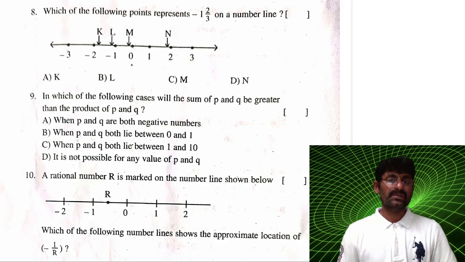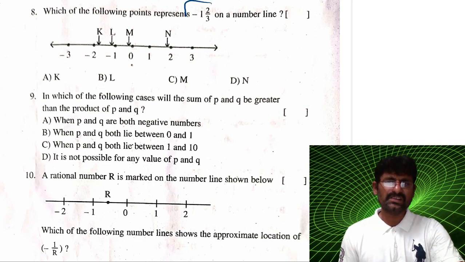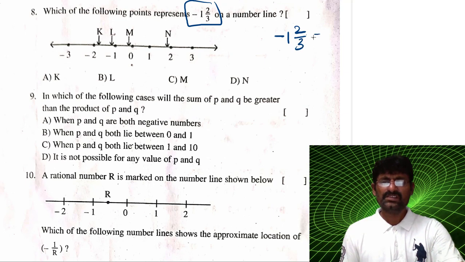That is 8th problem. Which of the following points represents negative 1 2/3 on a number line? So here let us first take this one. Negative 1 2/3 we have. This can be written as negative 1 point. If you divide 2 by 3, you will get 0.6666 and so on. So negative 1.6666 and so on. So that is approximately negative 1.7.